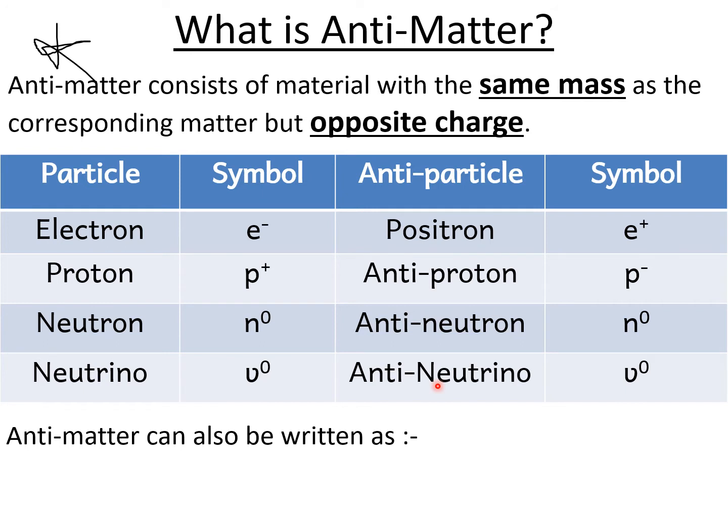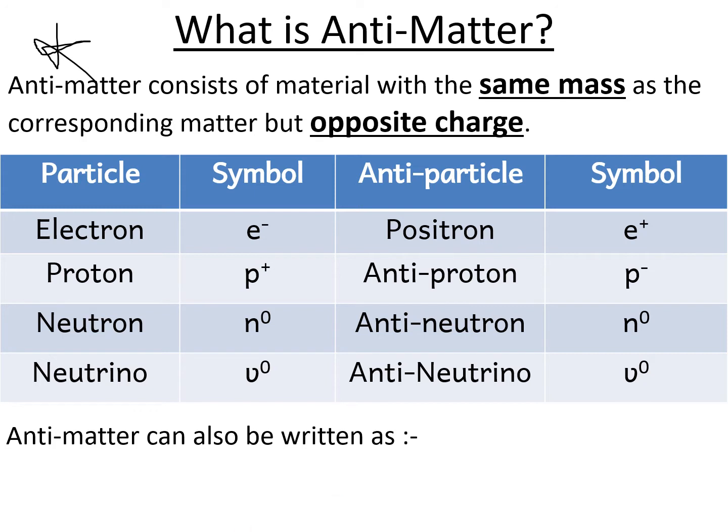Now, one thing to note here is that the antiproton, you might think, well, it's got a negative charge, so why is it not just an electron? Well, if we go back to a definition, remember, antimatter has the same mass but opposite charge. So we can't say an electron and a proton are the antimatter versions of each other, because remember, a proton is much, much heavier than an electron. So the antiproton is a proton that has a negative charge.